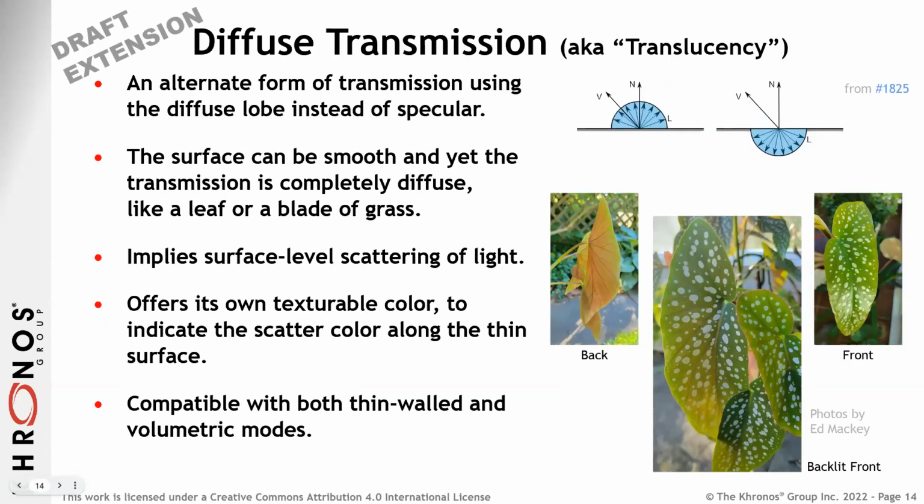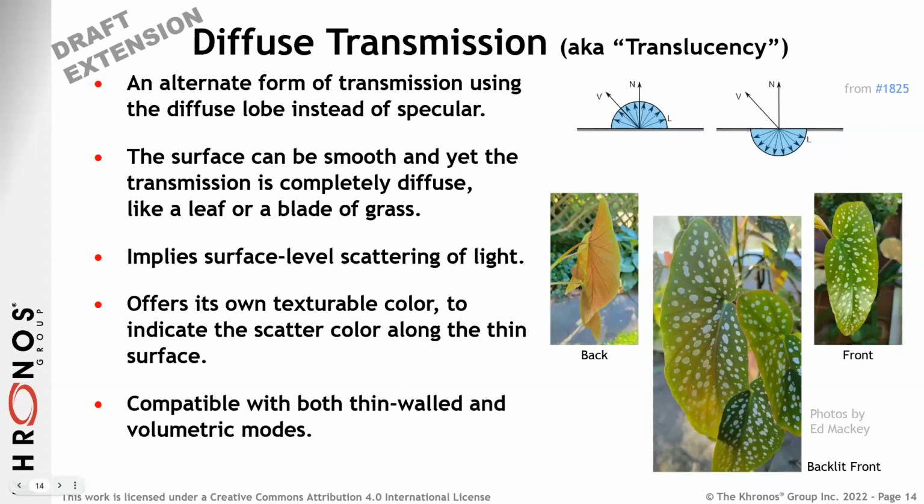So we do have some extensions that are still on the drafting board. This is one called diffuse transmission. You've heard of subsurface scattering. This is sort of a surface level scattering event that happens. It can happen in thin walled mode, and we implement it by having the diffuse lobe transmit through the material instead of the specular lobe, as with our original one.